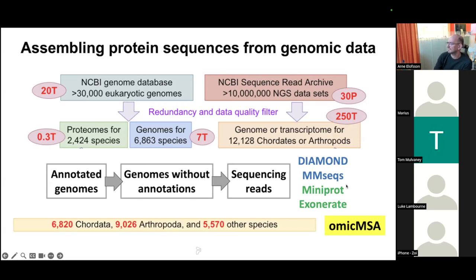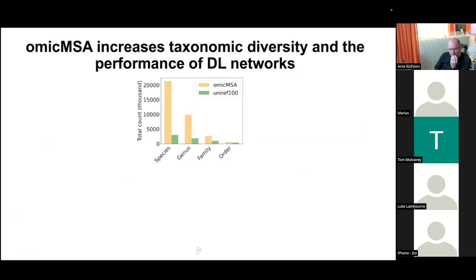As a result of this data mining, we were able to get more than 20,000 eukaryotic species. We could actually get more, because for this genomic data set we only focused on chordata and insects, but there is indeed even more diversity than this. This was sufficient for us to make a huge improvement. By using this data set, we were able to get sequence alignments that are about 7-fold deeper than what people can get by just using sequences in UniRef.